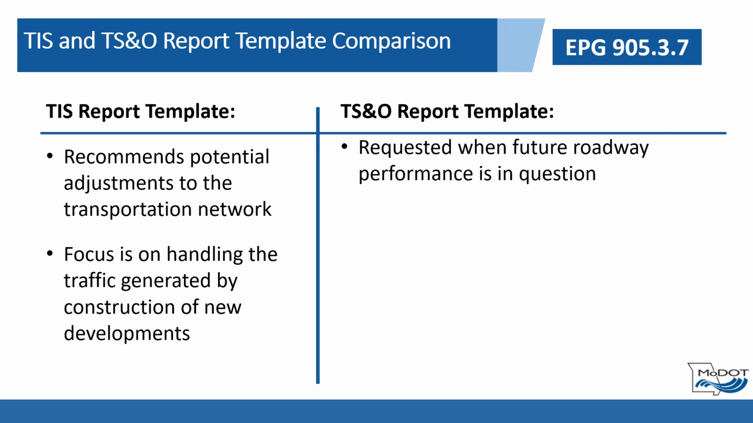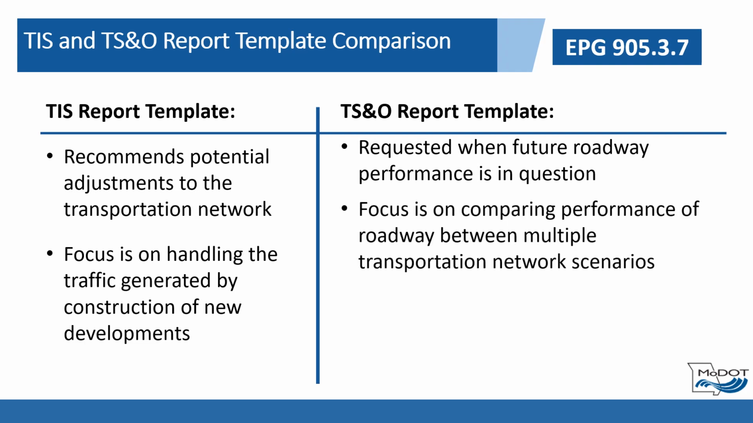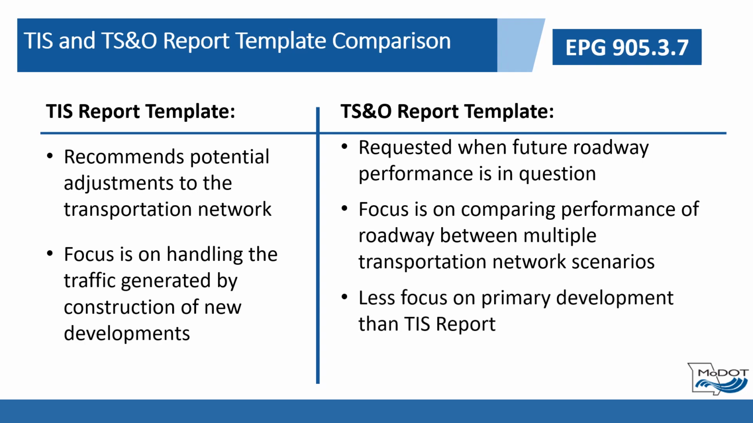MoDOT requests that a TS&O report be drafted when the future performance of a roadway has come into question. The focus of a TS&O study is to compare the performance of a roadway between multiple transportation network scenarios. A TS&O report accounts for traffic from future developments. However, unlike the TIS report, its focus is not primarily tied to the construction of one primary development.